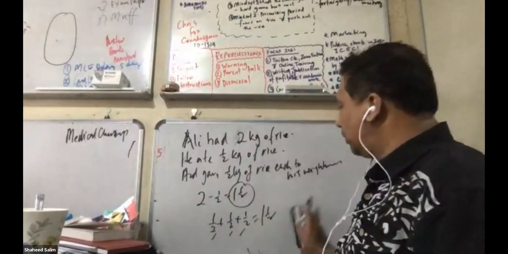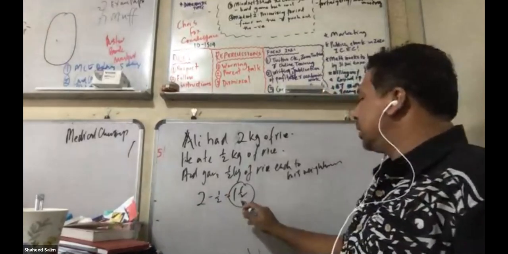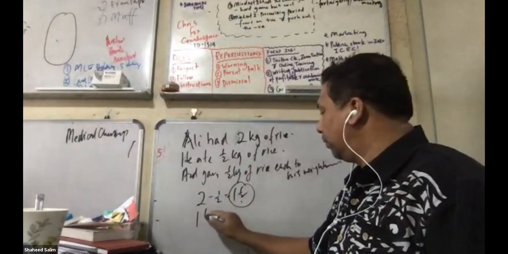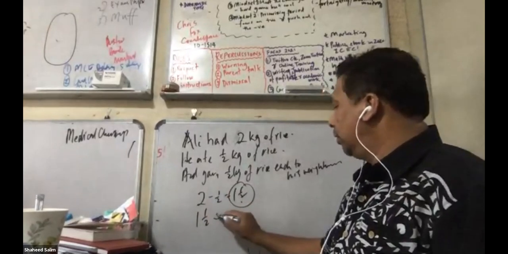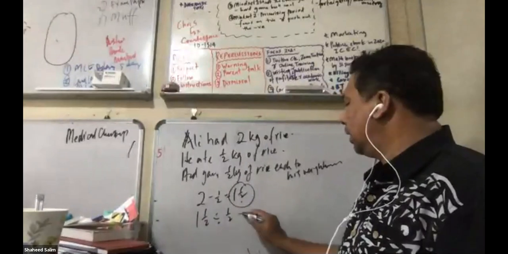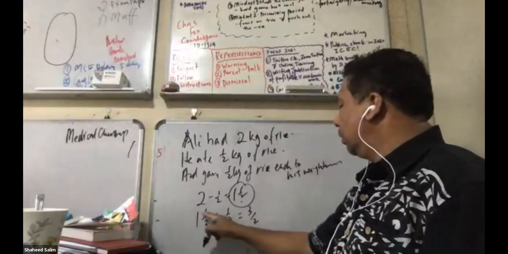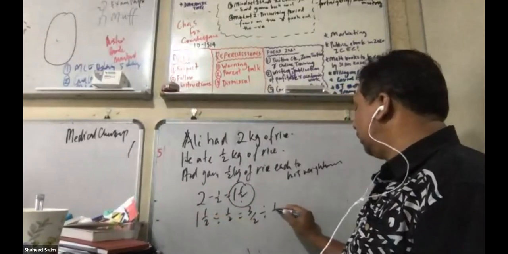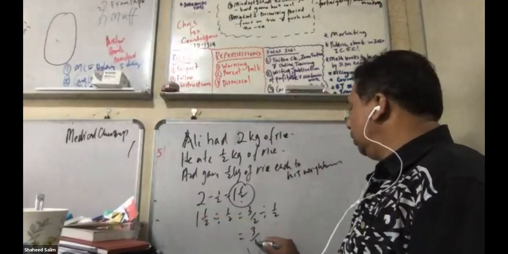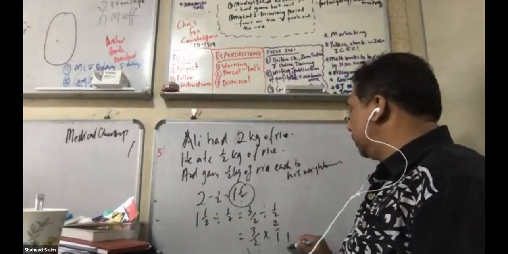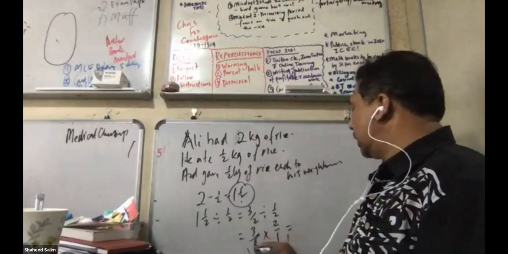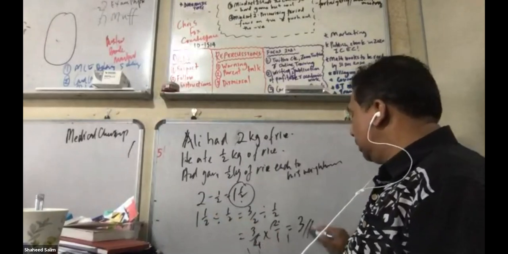How to get 3 neighbors from the formula? Very simple. This one he's going to give the neighbors 1.5 kg, and each gets half. So now you write 3 over 2. 1.5 changes to 3 over 2, divided by half. 3 over 2 times 2 over 1 equals, cancel, 3.